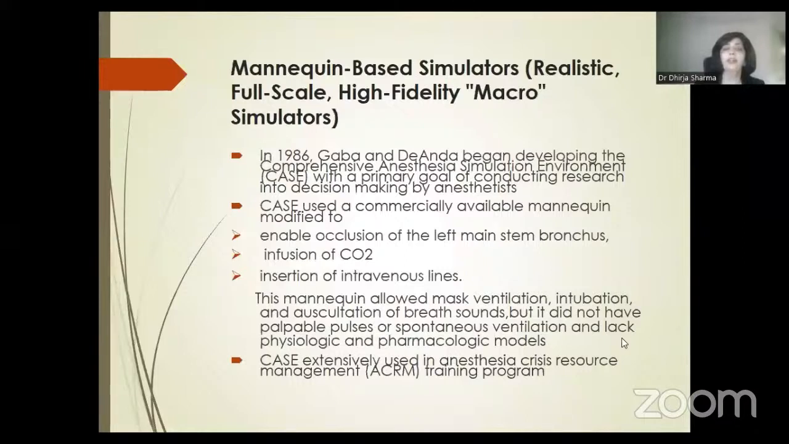Mannequin based simulators are realistic, full scale, high fidelity and macro simulators. In 1986, Gaba and DeAnda developed the CASE simulator, and the primary goal was conducting research into decision making by anesthetists. So we realize, as we see the development of simulators, that the initial simulators were basically simulators to teach a skill, where we learned how to intubate or things like that.